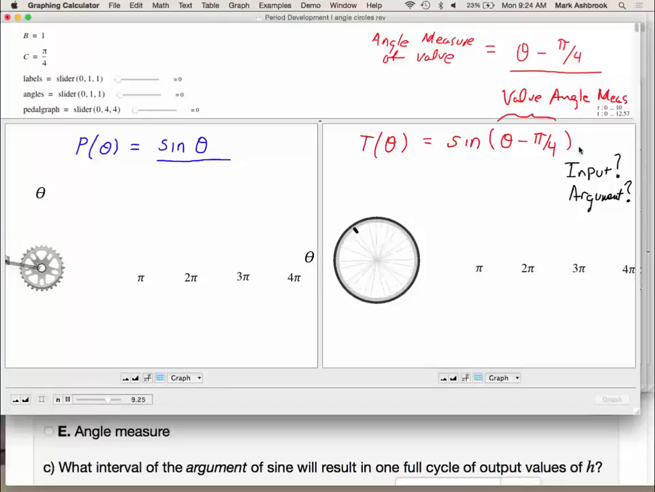Okay? So let's talk about now creating these graphs. So P of theta equals sine theta. That's just tracking the vertical position of the pedal as a function of its own angle measure, right? We should all know what sine looks like. Can you sketch sine, which is basically tracking the vertical position of the pedal?